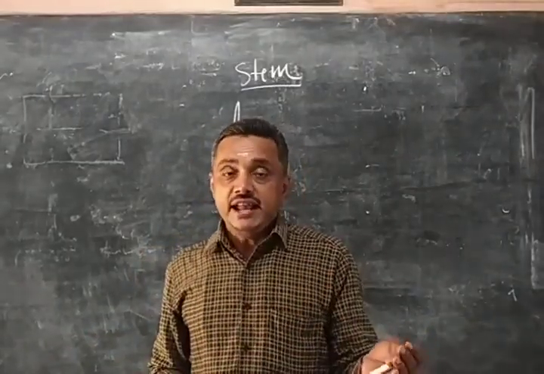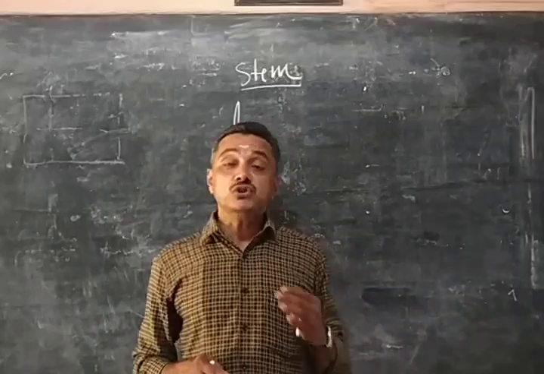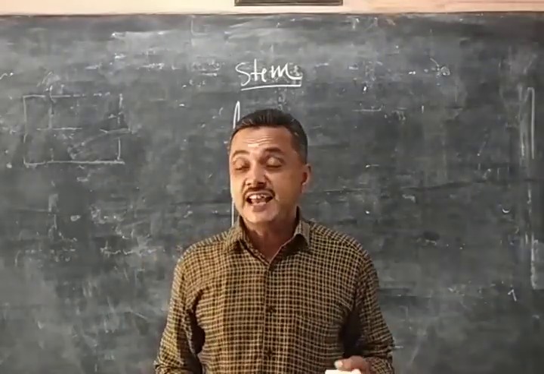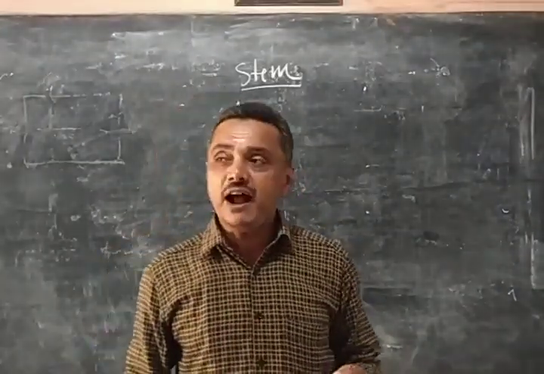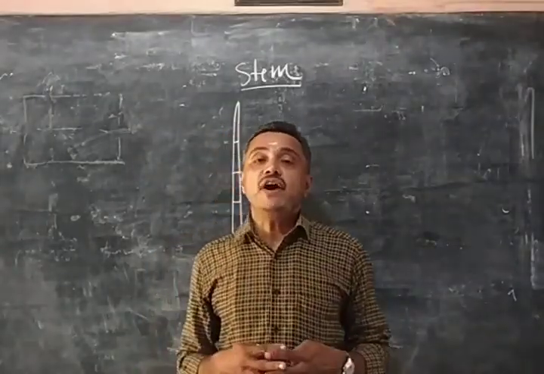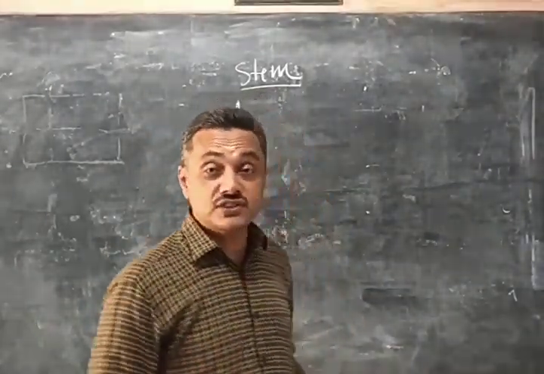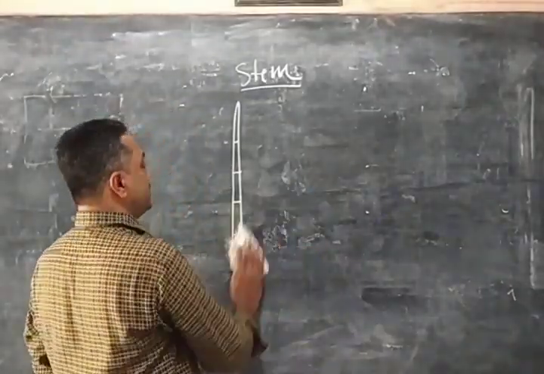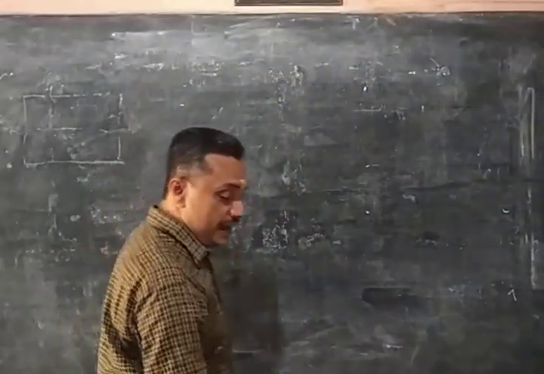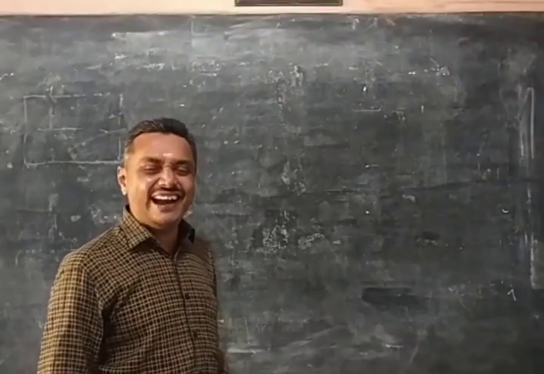And see, the stem is also modified. Roots are modified for various purposes like respiration, storage, etc. The stem is also modified for various purposes, and we can see what the types of stem are before explaining the functions. So the stem can be classified into three categories.